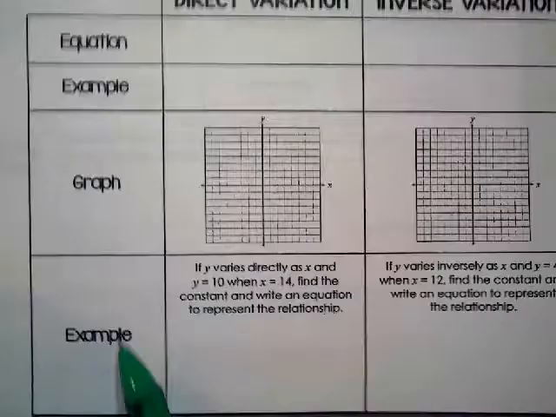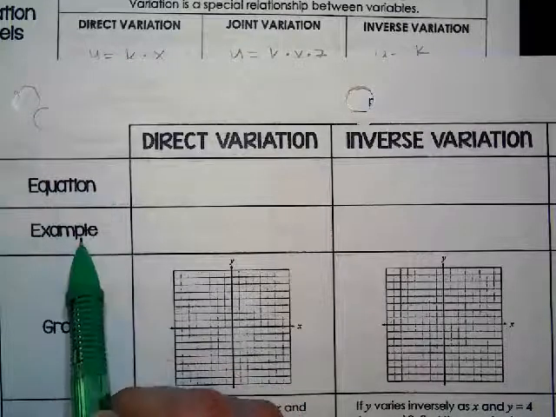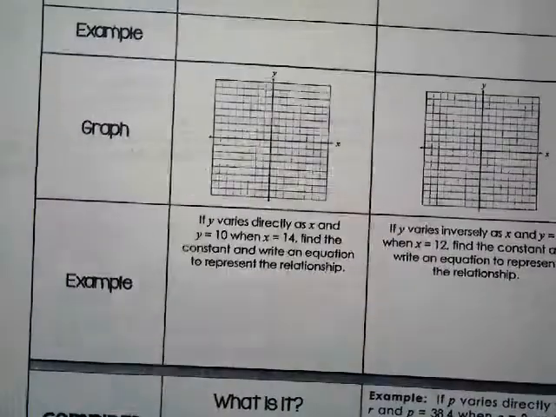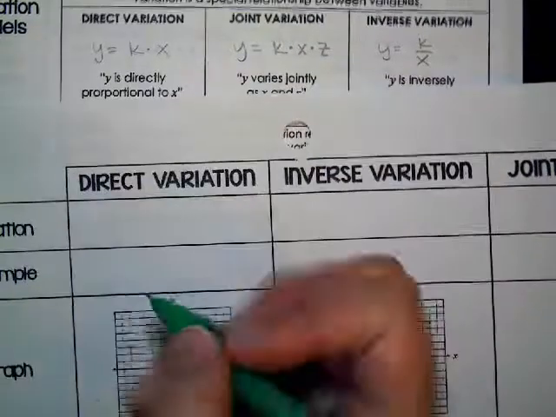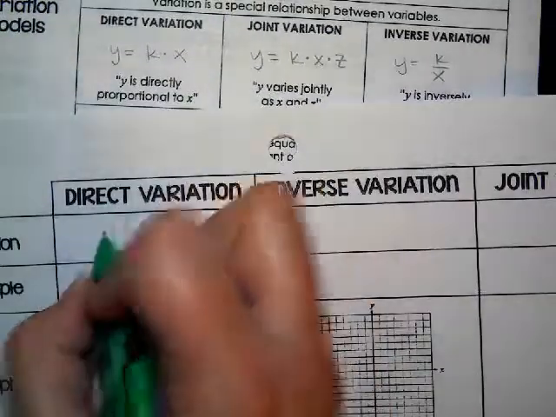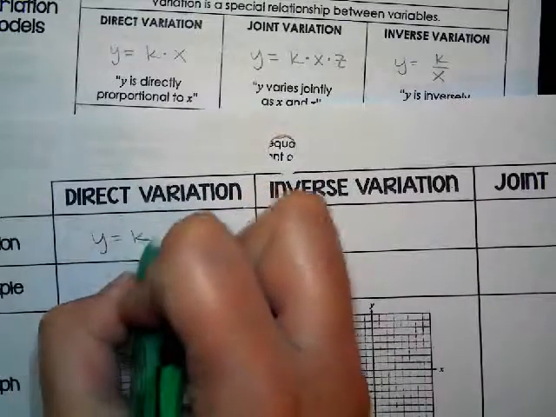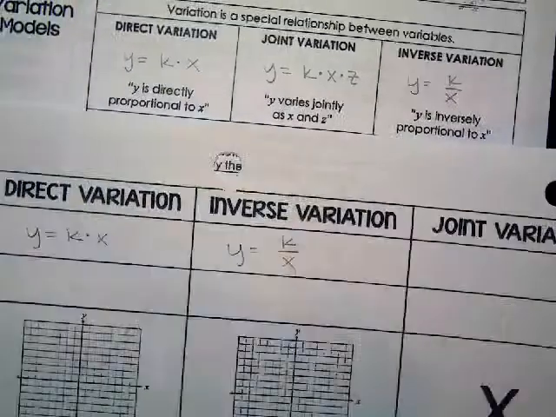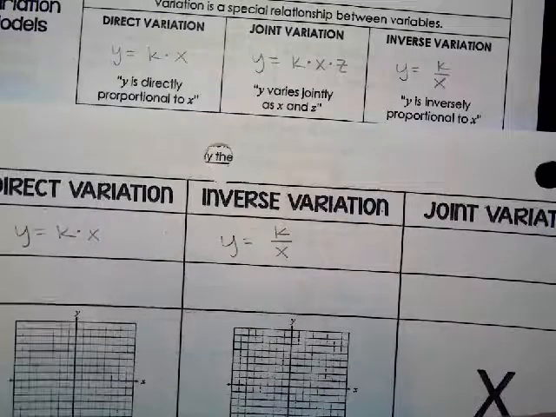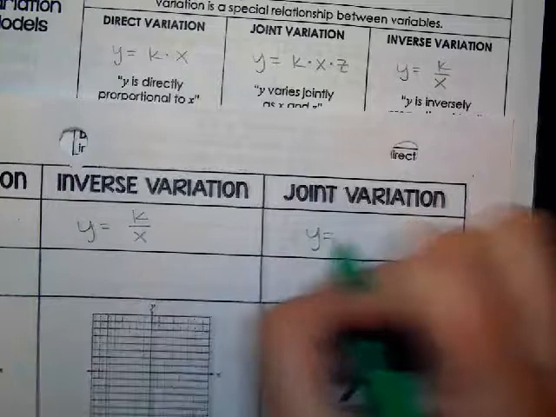So this is going to be kind of like the parent function of the equation. This would be an example equation, then a graph, then an example in words, and then this is not part of the chart. This is a combined variation, just so we can see what that is, okay? So for the equation, we're just going to write out all of these. Direct variation is y equals k times x. Inverse variation is y equals k divided by x. And then joint variation was y equals k times x times z.